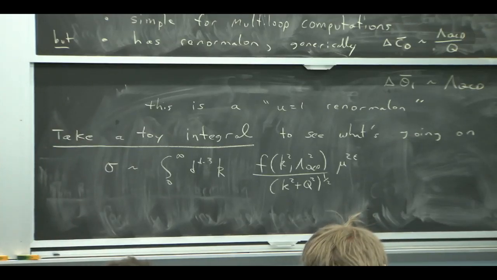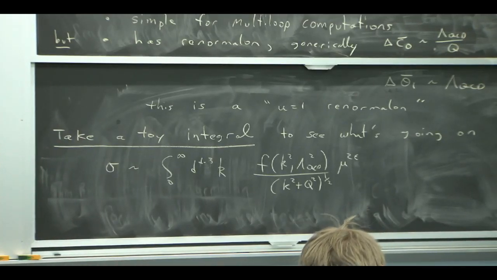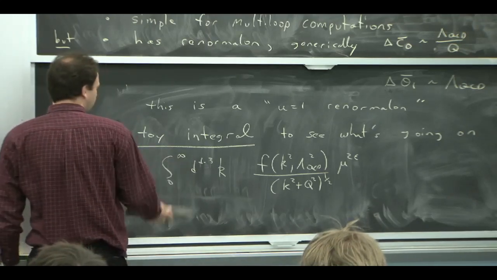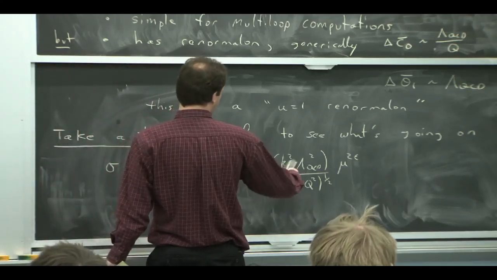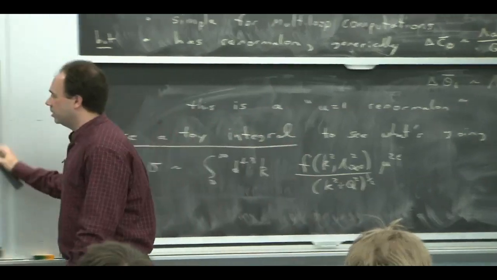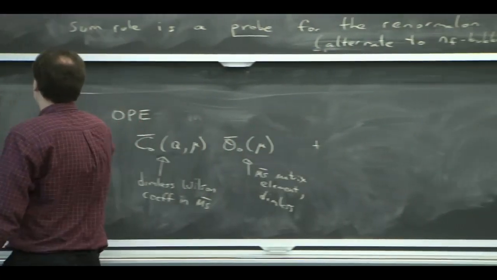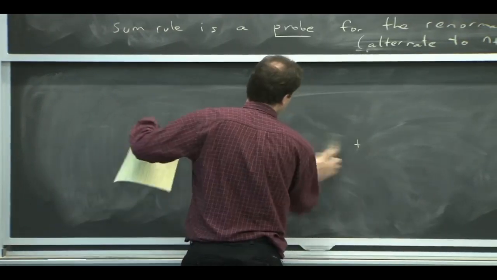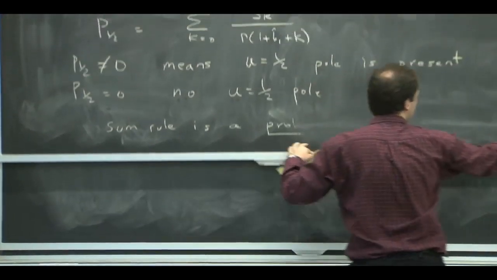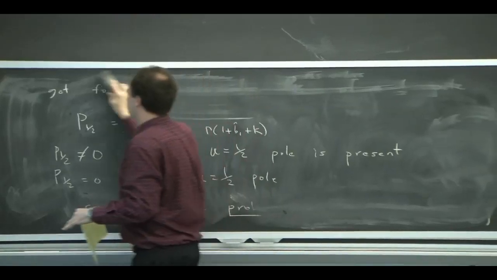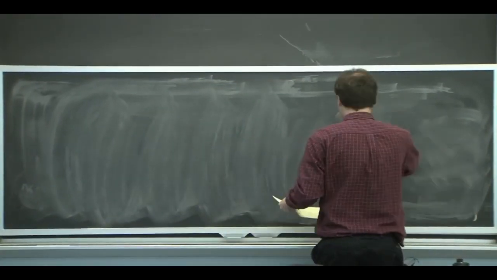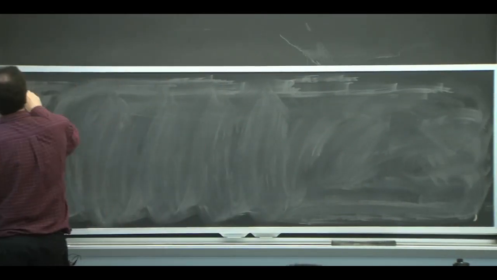So what MSbar does with this integral is it just says, well, I'm not going to change the limits of the integral. I'm just going to either expand out this f or expand out this denominator. I'll do two different Taylor series, and then I'll put them together. And that's basically how I'm identifying the terms in my OPE. So MSbar.